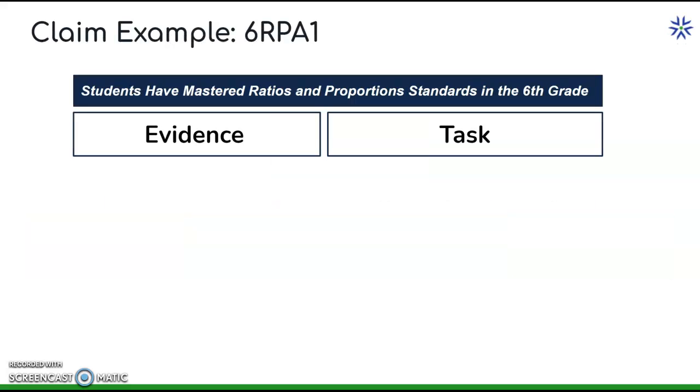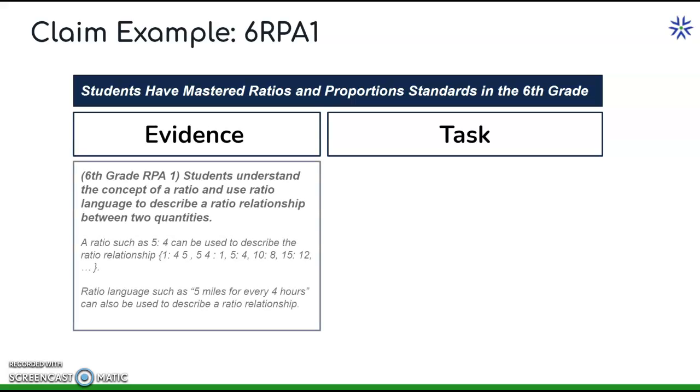For the case of 6th grade ratios and proportion standards, let's use that as an example. We might break down one of those standards, 6.RP.A.1, into a couple of different evidence statements. Students understand the concept of a ratio and use ratio language to describe a ratio relationship between two quantities. They can understand that a ratio such as 5/4 can be used to describe a ratio relationship like 10/8 or 15/12. They also know that ratio language such as 5 miles for every 4 hours can also be used to describe a ratio relationship.